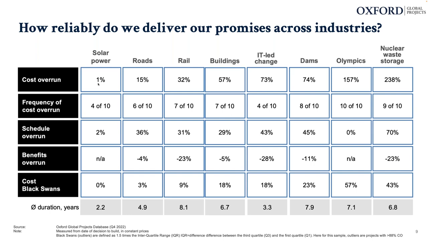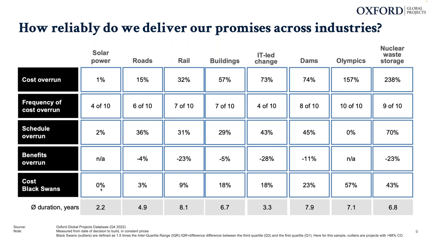They typically experience 1% average cost overrun. The frequency of cost overruns, in terms of how many projects out of 10, is 4 out of 10. In terms of schedule overrun, that's also very small. Benefits overrun is not something that we're currently measuring, and there are no black swans. Black swans being, for this sample, any projects that have a higher cost overrun than 88%.